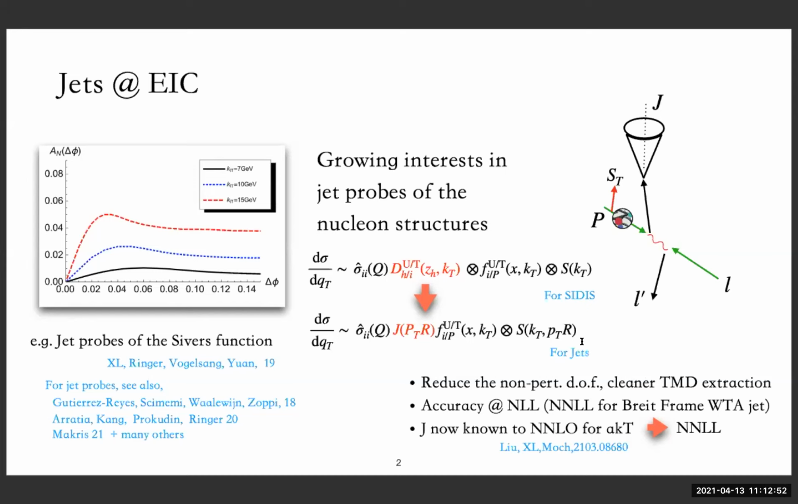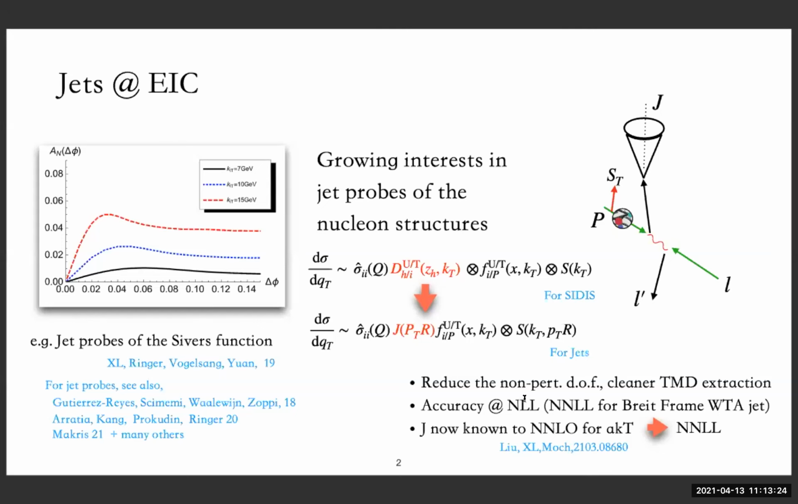Currently for jets, in this kind of scenario, the factorization is evaluated at next-to-leading log level, whose accuracy is a little bit lower than SIDIS. But just recently, we pushed the calculation of the jet function to next-to-leading order for anti-kT, which potentially allows for a next-to-leading log resummation to be comparable with SIDIS. So far, everything seems to be nice for the jet probes.